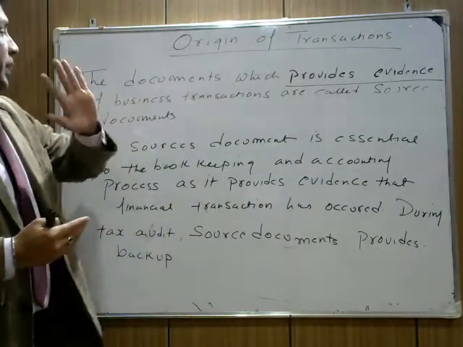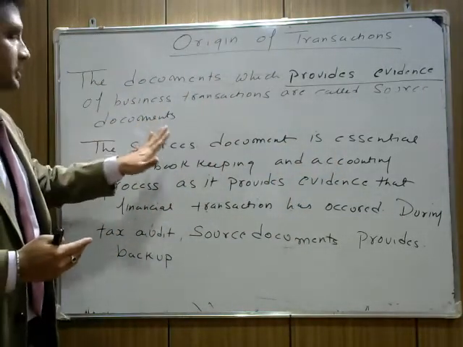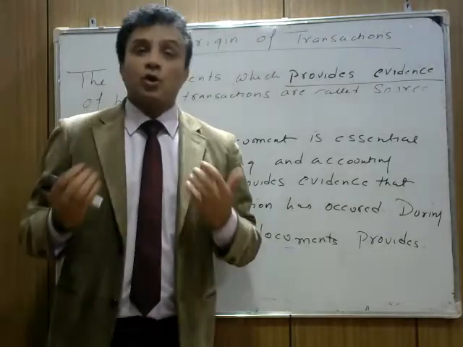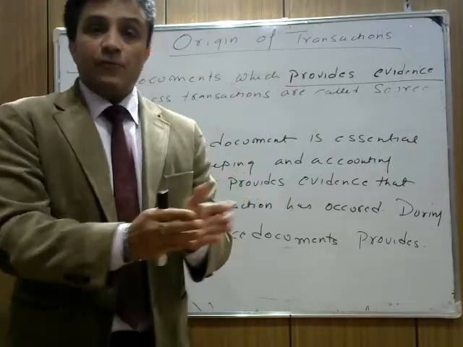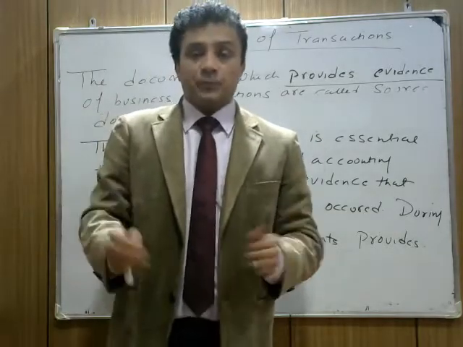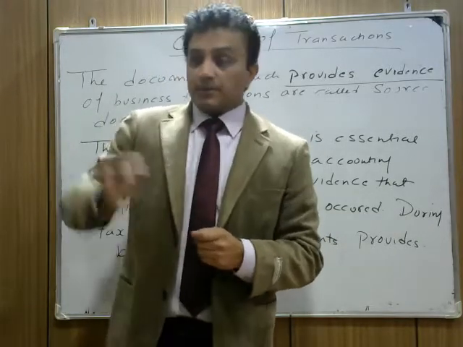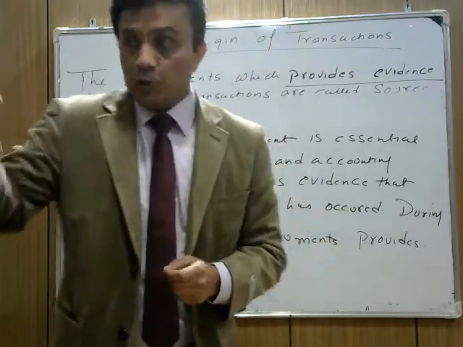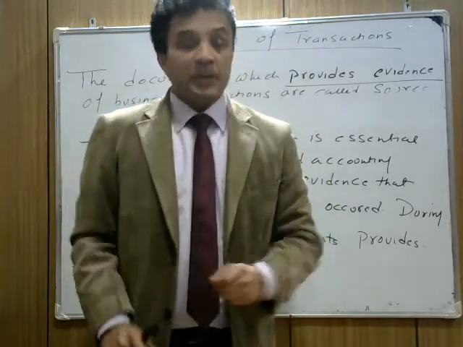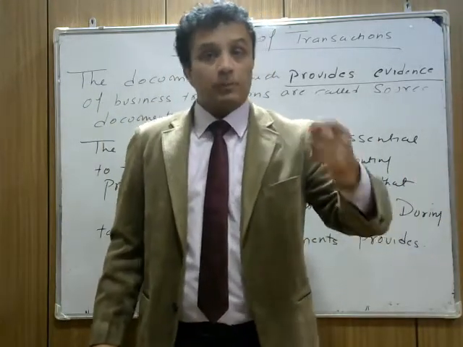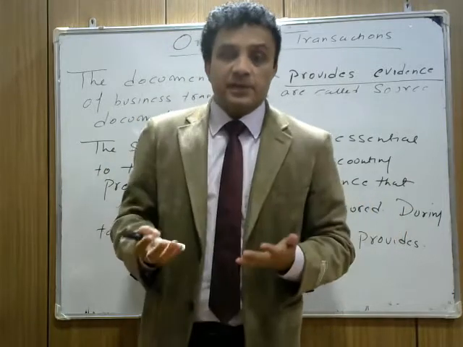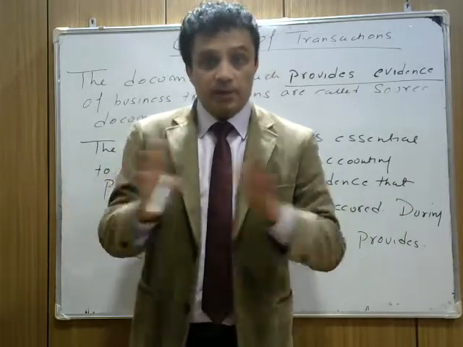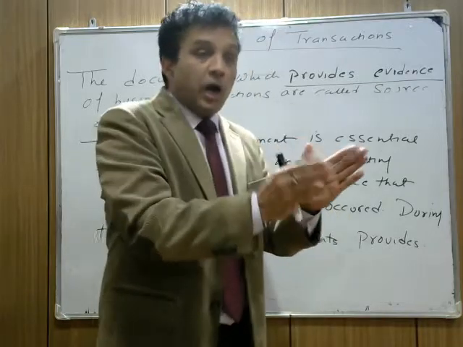So first thing you note down, what is a source document. The document which provides evidence of a business transaction is called a source document. These documents serve as documentary evidence for all concerned parties, those who are involved in it. Suppose the creditors are involved, you provide the evidence to the creditor also. If any debtor wants that evidence, you can provide it to the debtor also. Even the government wants it, because you have to file taxes and pay taxes. Is it clear?